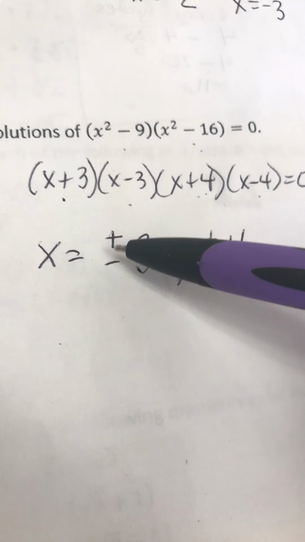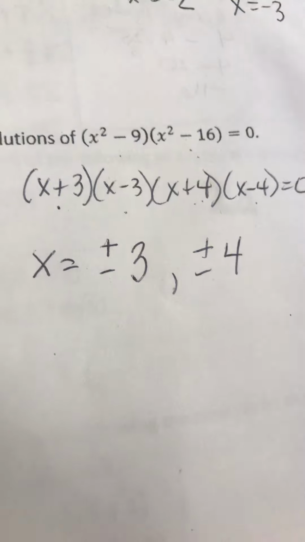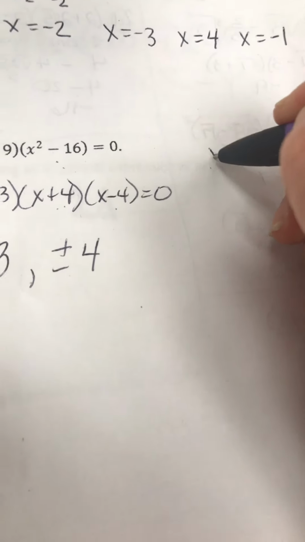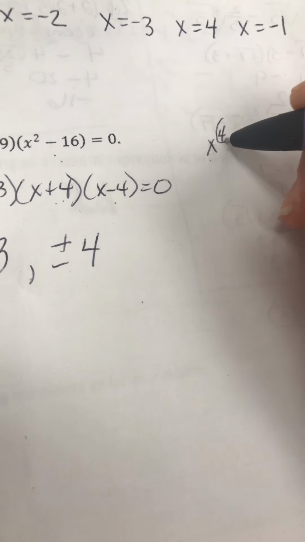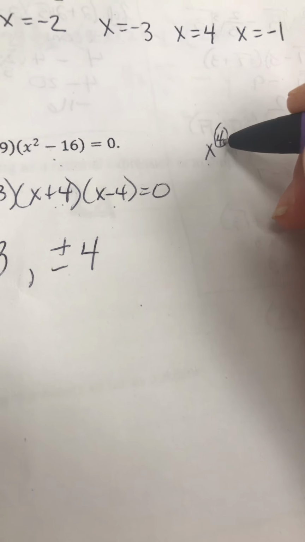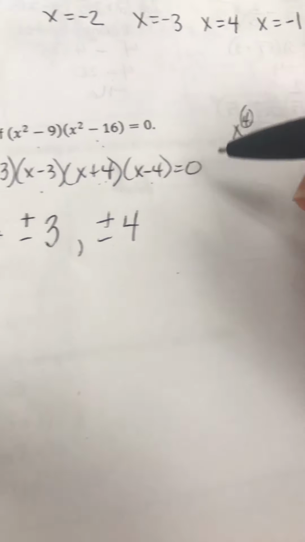We notice we have 1, 2, 3, 4 roots. And if I were to multiply this out, again, I would get a 4th degree. So if it's a 4th degree, I should have 4 roots. Okay? So let me show you real quick the check.